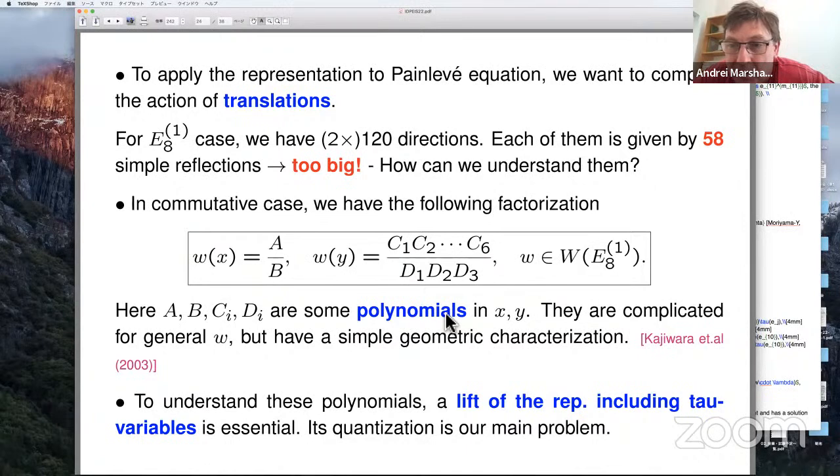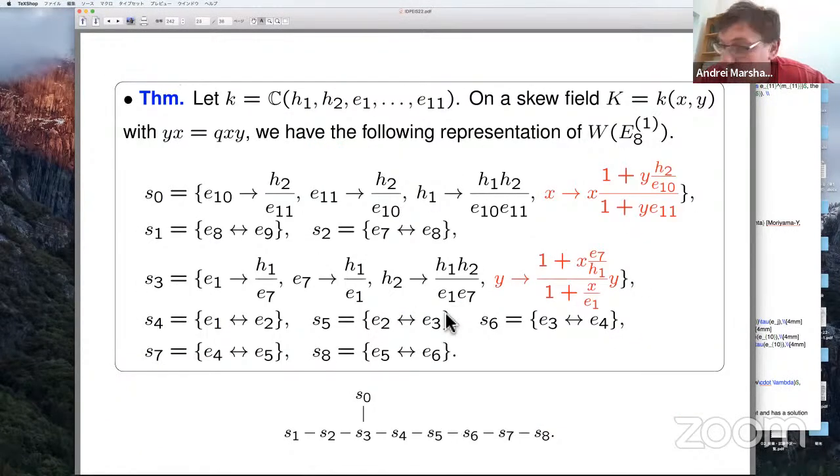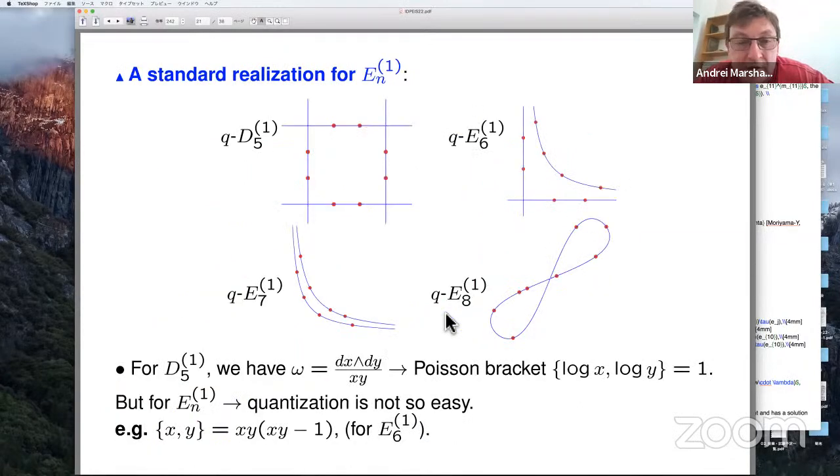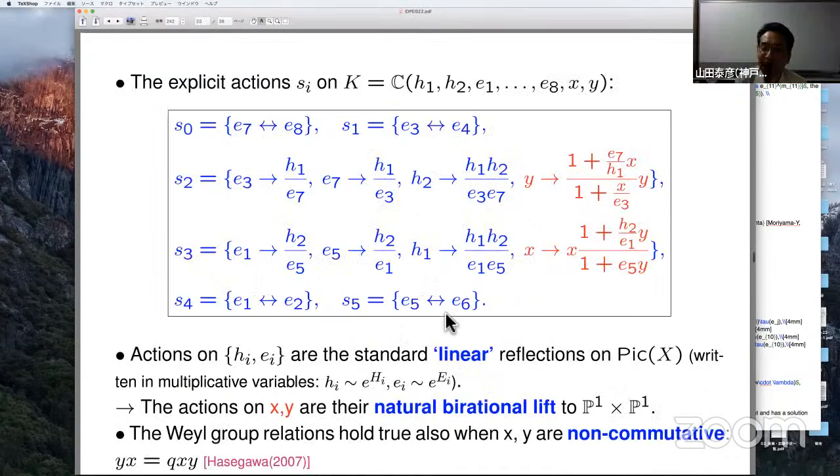And well, maybe it's already not time for questions. I wanted to ask about this formula: the bracket of x with y is equal to xy times xy minus 1. That was for E6. And what are the analogs of this for E7 and E8?